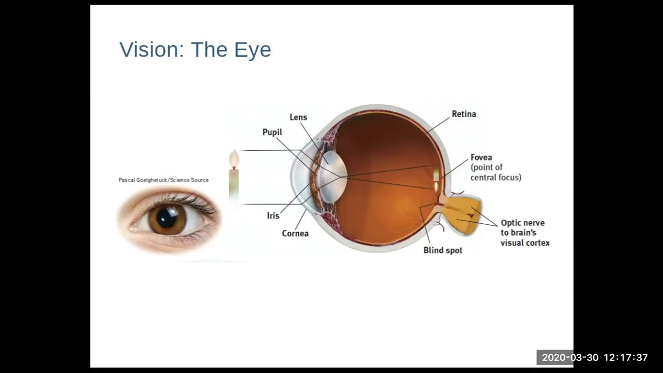The two parts that we really want to focus on are the fovea, and that was a bad attempt at a joke, because that is the point of central focus. It's in the center of the retina. And that is where the picture is going to be focused.